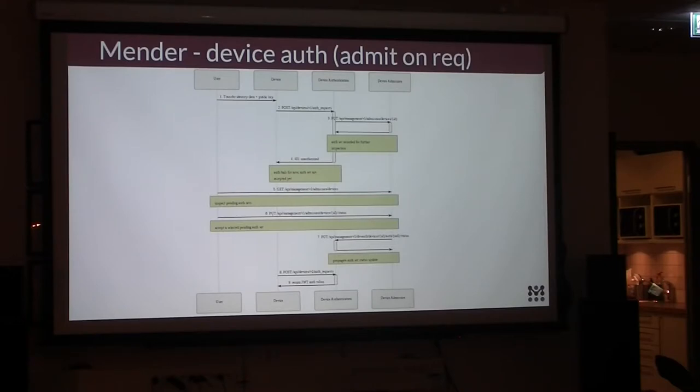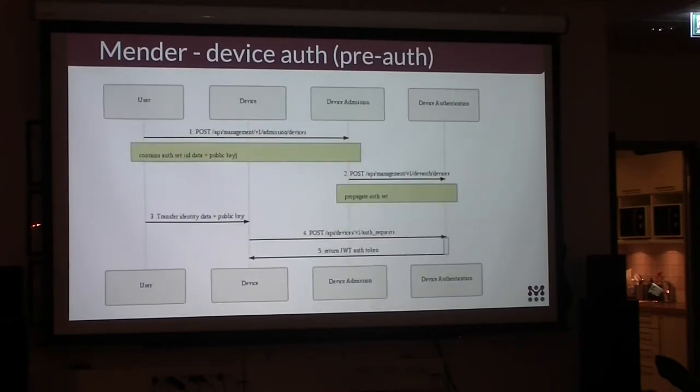We have two methods for that. One is admit on request, and that is what we saw in the demo. I have a device, and I think we can click accept. We also have a pre-auth method. That means you can pre-authorize devices, which you want to do if you have 1,000 devices, or 10,000 devices, rather than clicking each one. You can say this identity with this public key.